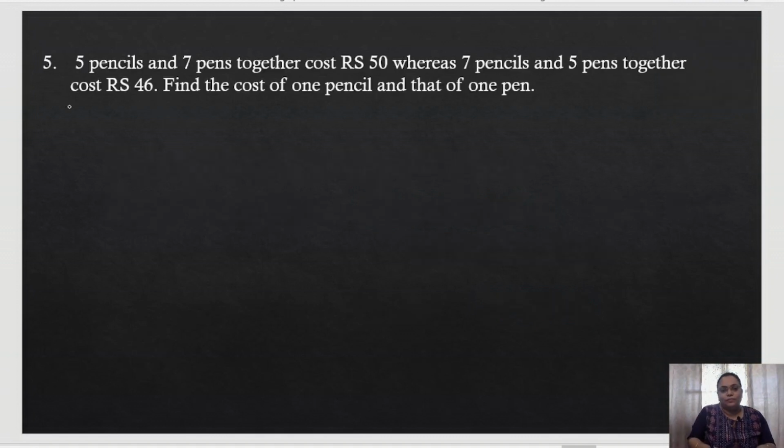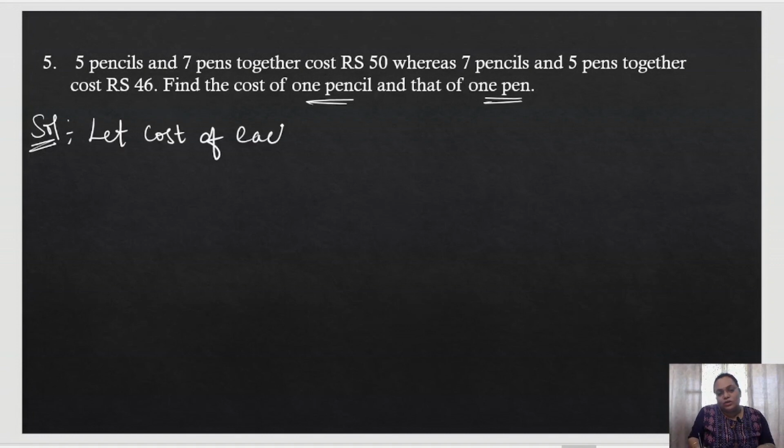So the fifth problem: 5 pencils and 7 pens together cost rupees 50, whereas 7 pencils and 5 pens together cost rupees 46. We need to find the cost of 1 pencil and 1 pen. Okay, so let us solve the question. We don't know the cost of 1 pencil and 1 pen, so let us assume the cost of each pencil is x and the cost of each pen is y.